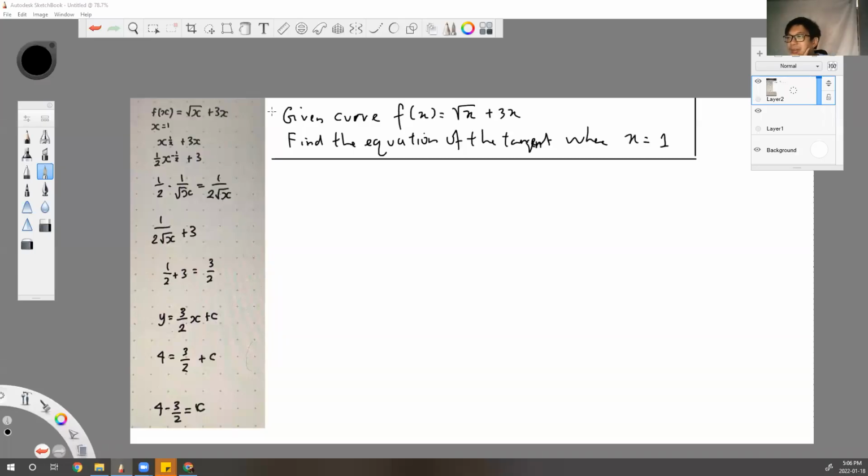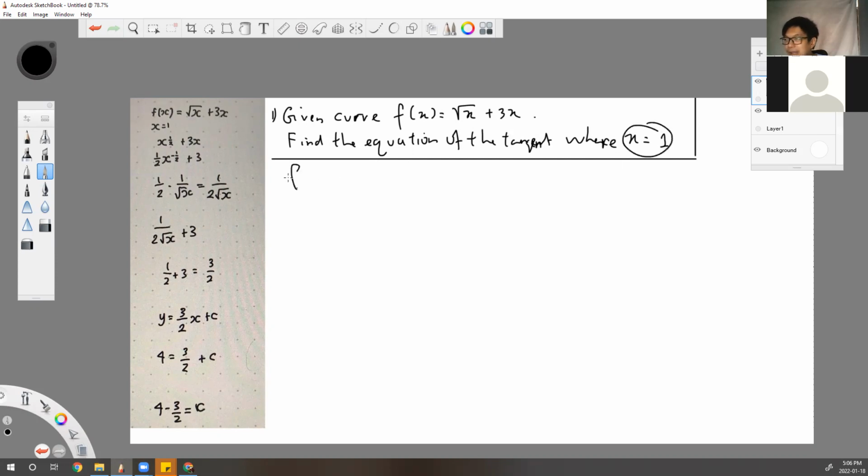Okay, so for example, for number one, I don't know what number it is. Given the curve f(x) equals x squared, square root x plus 3x, find the equation of the tangent line where x equals 1. So first things first, you need to find the coordinates. So the coordinates of f(x) where x equals 1.